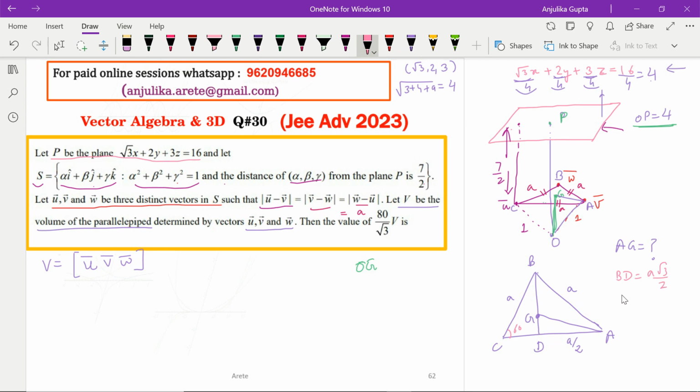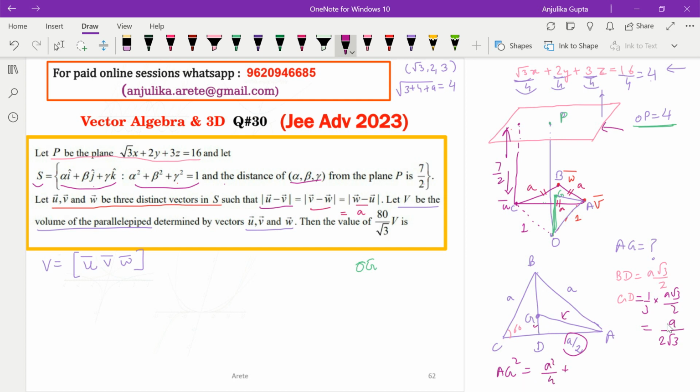How much is your now GD? G is the centroid, right? So one third of that. So GD is one third of BD, root 3 by 2. That's A upon how much? 2 root 3. Now can you get what is your AG? Yes, use your Pythagoras. AG square would be A square by 4 plus A square by 12. How much do you get? 4A square by 12, that is A square by 3. So AG is what? A by root 3. You got your AG to be A over root 3.